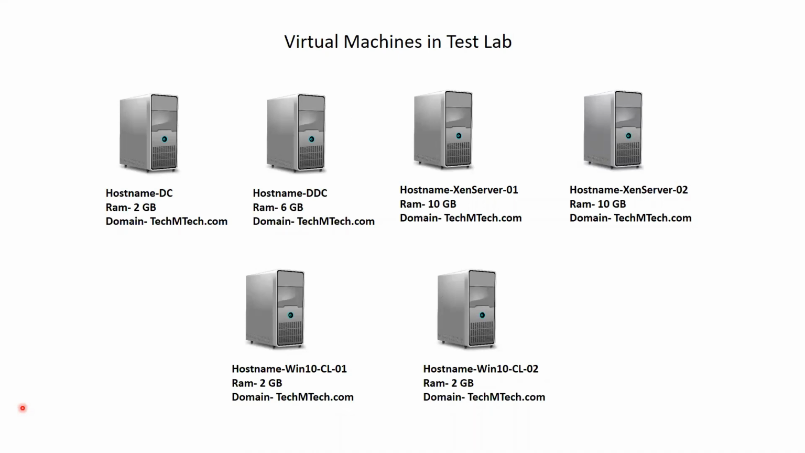So in this screen, these are the basic prerequisites, the basic infra that you will have to create on your device. Let me explain one by one. Our basic requirement is a domain controller. Here, the domain I have mentioned is techmtech.com. That means I will create one domain controller and allocate 2 GB of RAM to it, and that is the host name of the domain controller. 2 GB RAM is sufficient for testing purposes.